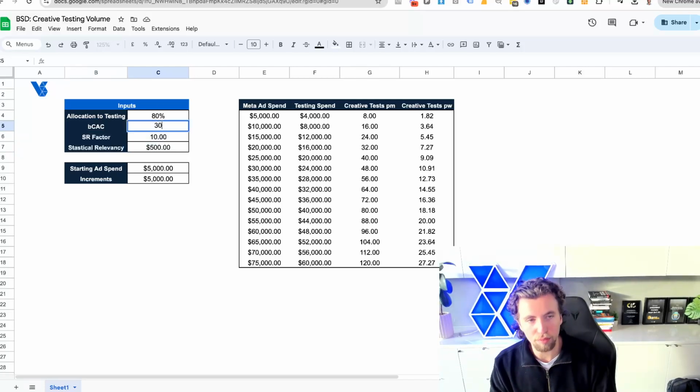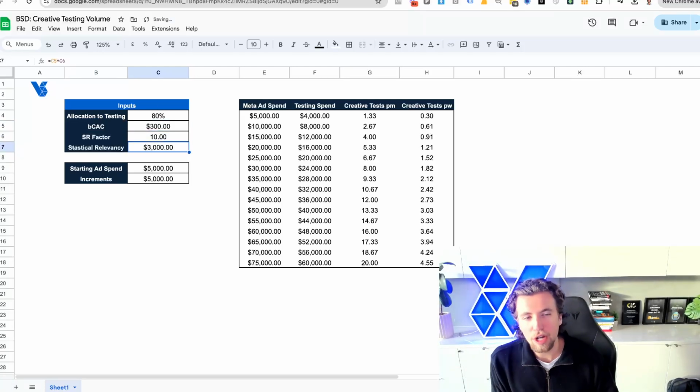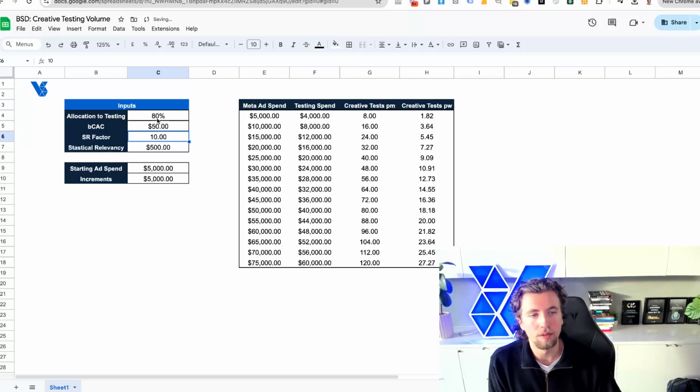Comparatively, if you have a $300 CAC, generally, as a startup, you don't have $3,000 to invest to understand if each individual creative works with statistical relevancy. And so you have to lower this factor a little bit and play a bit more of a risky game. So I'm going to put this back up to 10 and we'll put blended CAC down to 50.